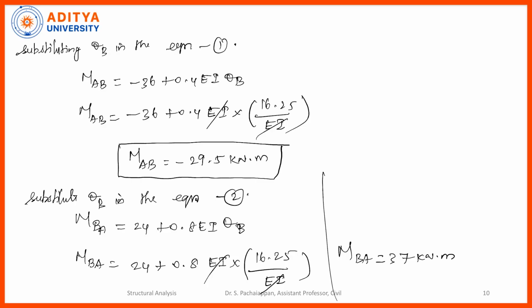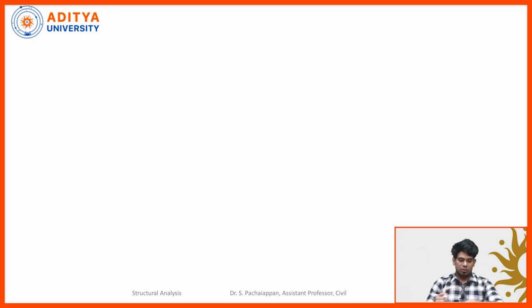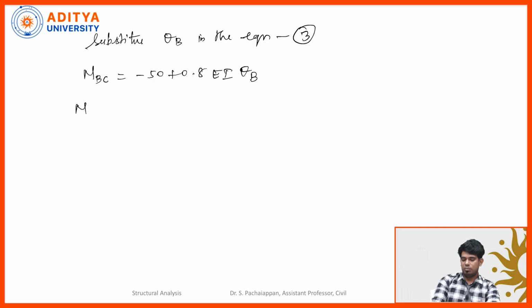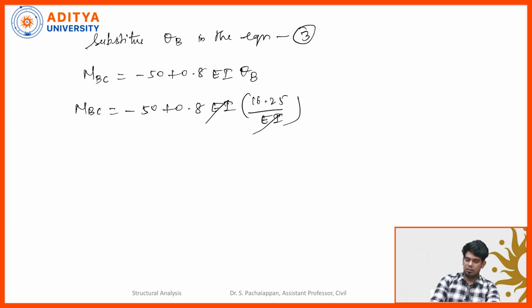So, we have 2 more equations to substitute this theta B. Let us quickly substitute. I am going to take now the third equation. Substitute theta B in equation 3. So, what is equation 3? Equation 3 is MBC equal to minus 50 plus 0.8 times EI into theta B. So, MBC equal to minus 50 plus 0.8 times EI into 16.25 by EI. So, EI will get cancelled. We will have MBC equal to minus 37 kilonewton meter.